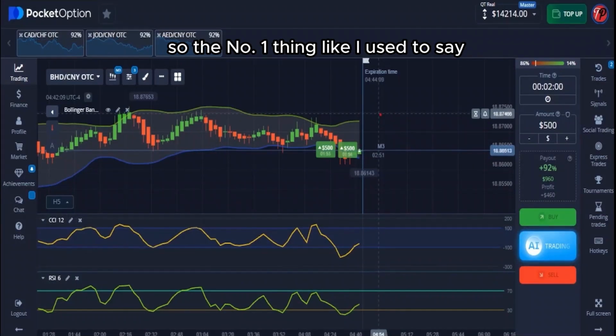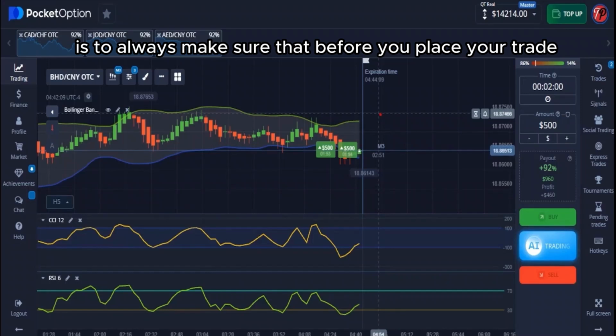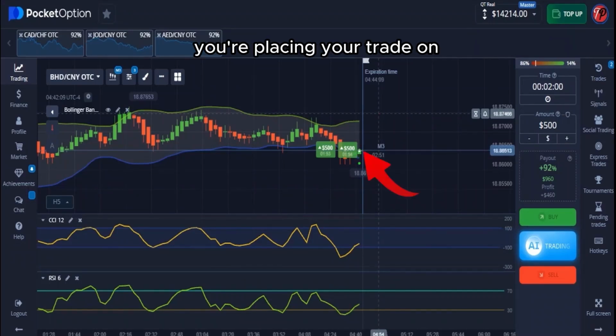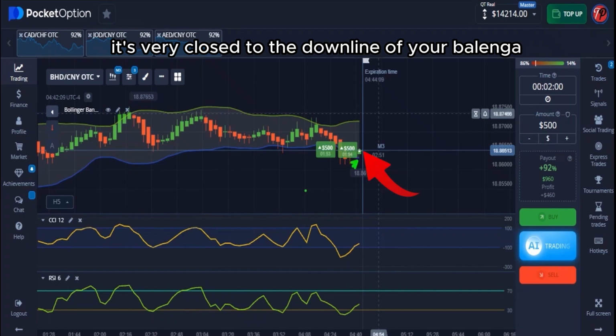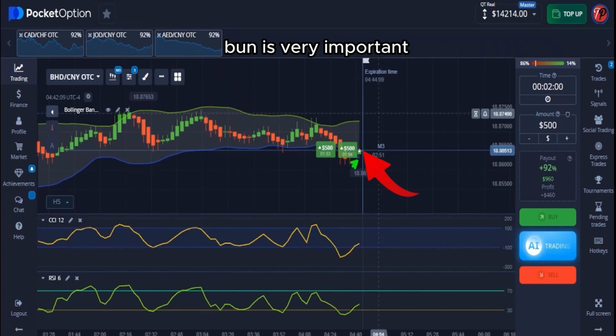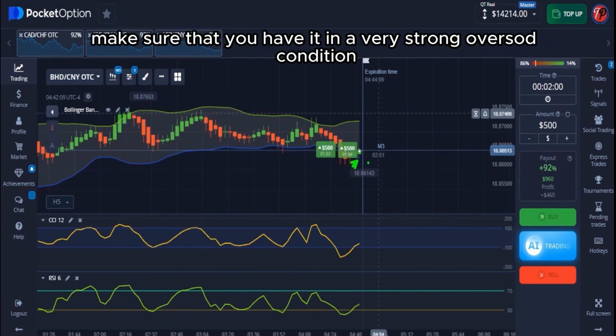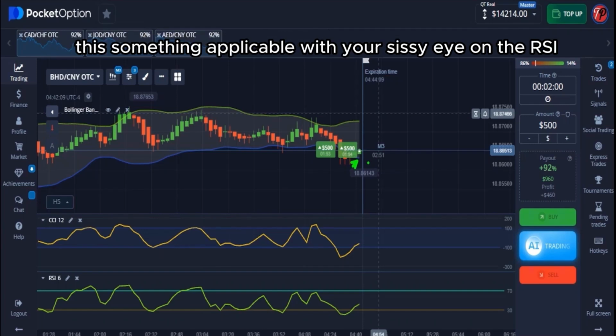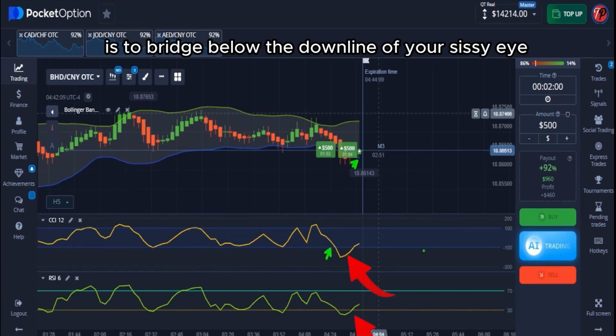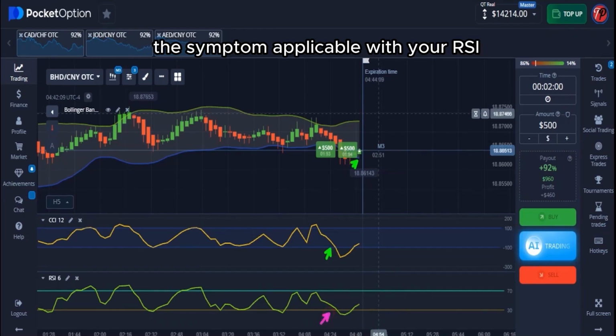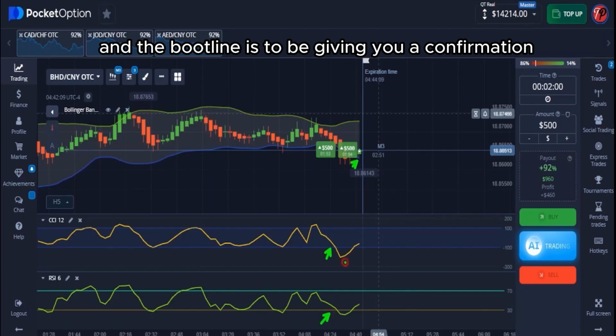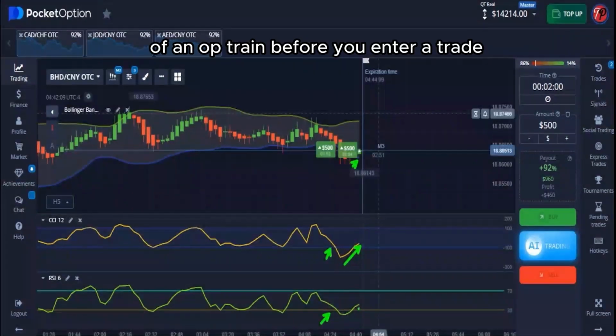All right, so the number one thing, like I used to say, is to always make sure that before you place your trade, the candlestick reversal you're placing your trade on is very close to the down line of your Bollinger Band. It is very important. Make sure that you have it in a very strong oversold condition. There's something applicable with your CCI and your RSI: your CCI line is to breach below the down line of your CCI. This is something applicable with your RSI, and both lines are to be giving you a confirmation of an uptrend before you enter a trade.